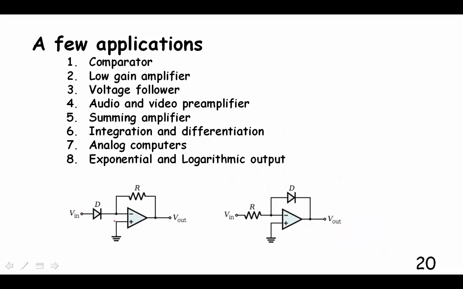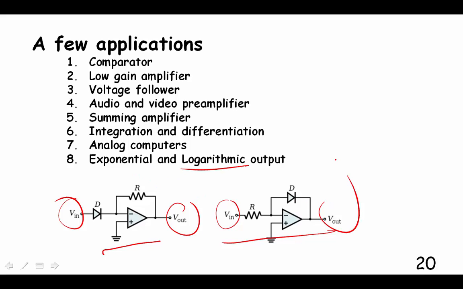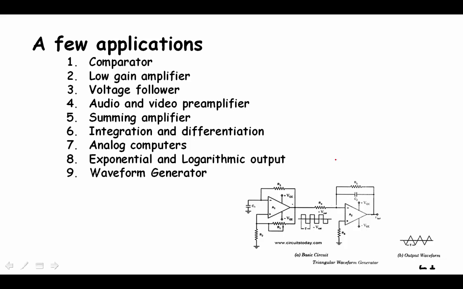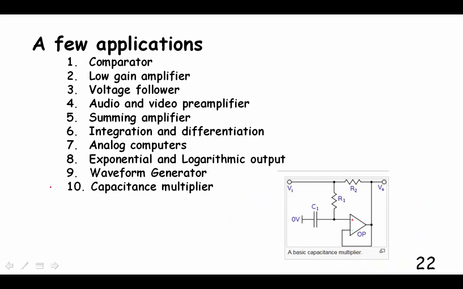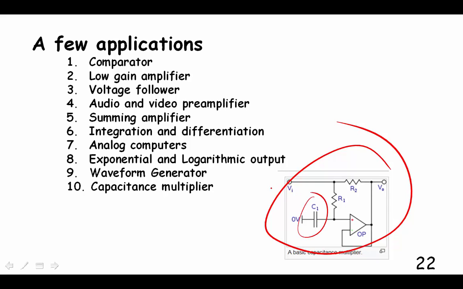Exponential and logarithmic output. So here we have some input, and the output is the exponent of the input. Here we have the logarithm of the input when we look at the output. Here's a waveform generator. We can either get a square wave or a sawtooth. Capacitance multiplier, look at that circuit. What it does is it takes whatever capacitance you have and then it multiplies it and makes it seem like you have a really big capacitor when you don't have such a big capacitor.